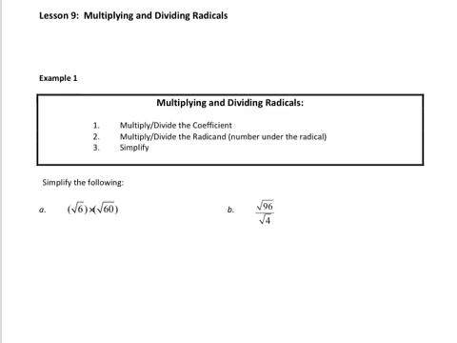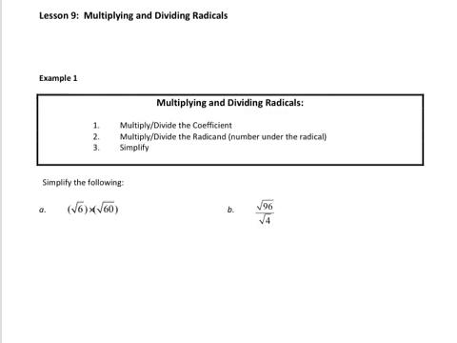So in this lesson we're going to review multiplying and dividing radicals. And this box that we have here pretty much summarizes what you need to do when you multiply or divide. Always, the most important thing you got to remember is that you do have to simplify in the end, but I recommend multiplying first or dividing first and then simplifying. So when we do this, we want to multiply and divide the coefficient and multiply and divide the radicand, which is the number under the radical.